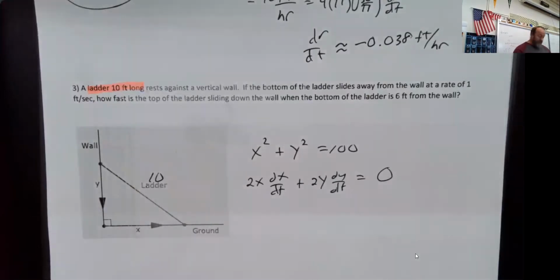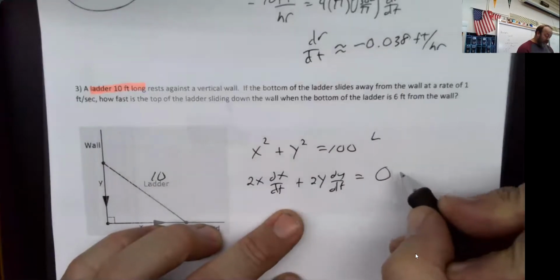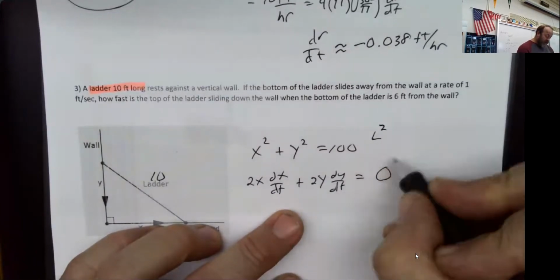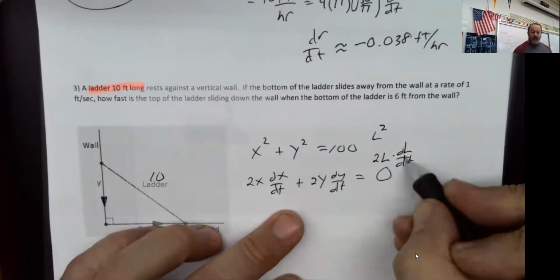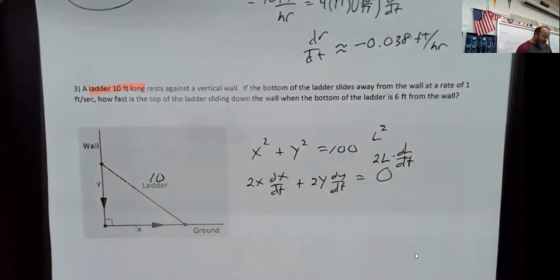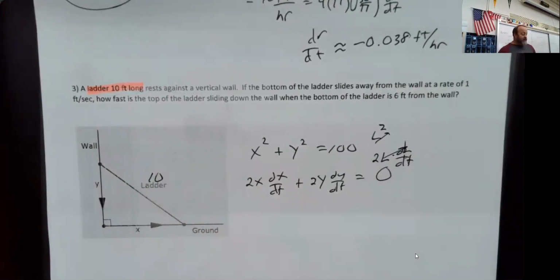Now, what some people will do, I'll see people do it, is they'll just call it ladder. And then down here, they'll call it ladder squared. And so they'd write 2L times dL dt. But the thing is, how is the ladder changing? Well, the answer is it isn't. So all of these things end up disappearing because they become 0. They're derivatives of constants. So it's no big deal.